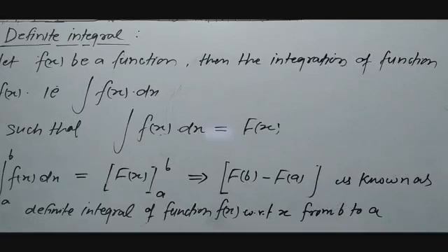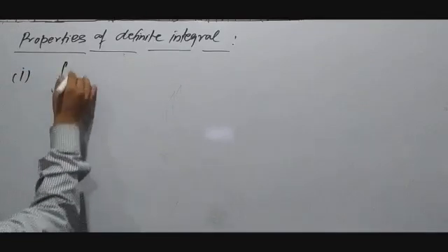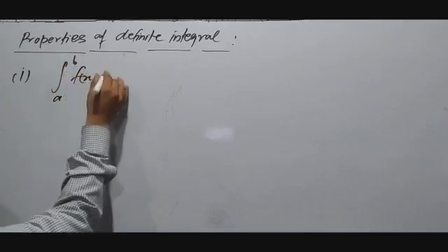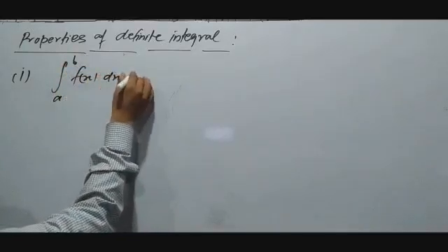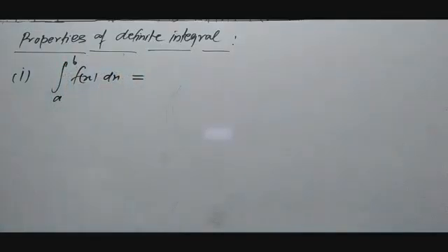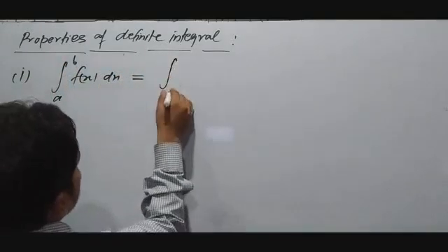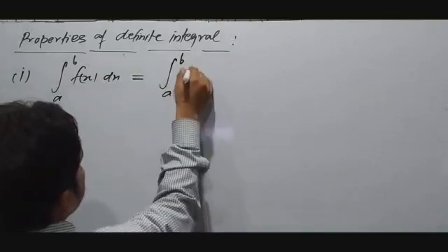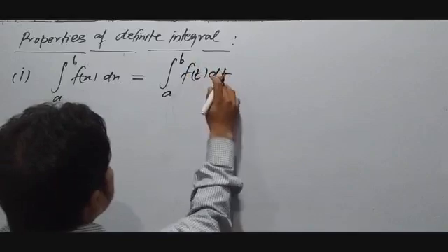So now come to the properties of definite integrals. Come to the first property. The first property is the integral of f(x) dx from b to a, this is the result, or we can say the integral from a to b of f(t) dt.